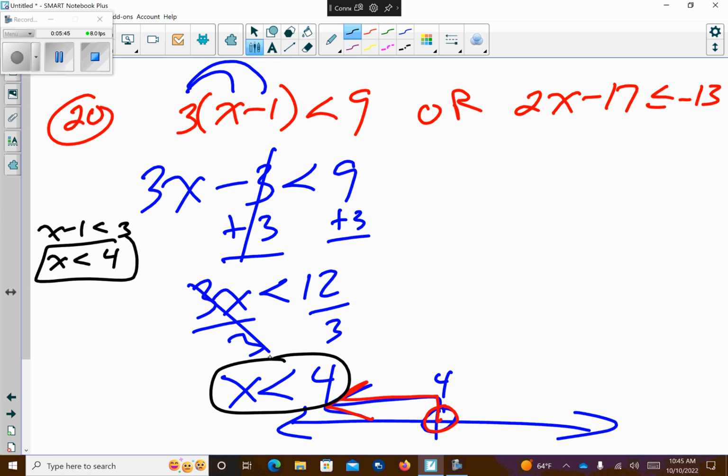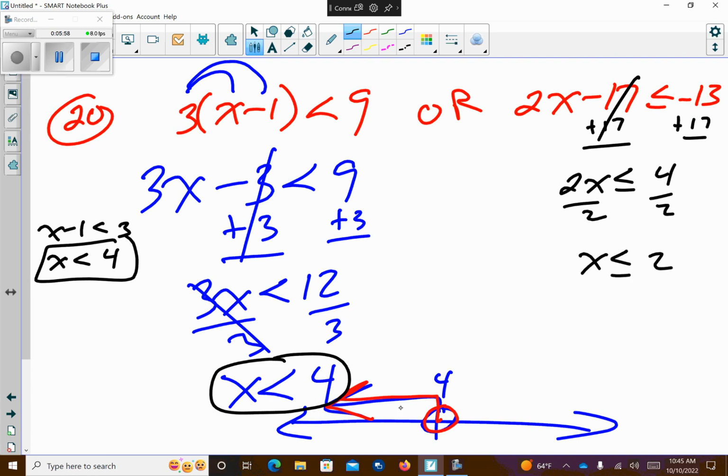Is that okay? All right, let's do add 17. Add 17. Cancels. 2x is less than or equal to 4. Divide by 2. Divide by 2. X is less than or equal to 2. So I got a 2 right there. Do this one in green. Solid dot. Now this is the goofy one.